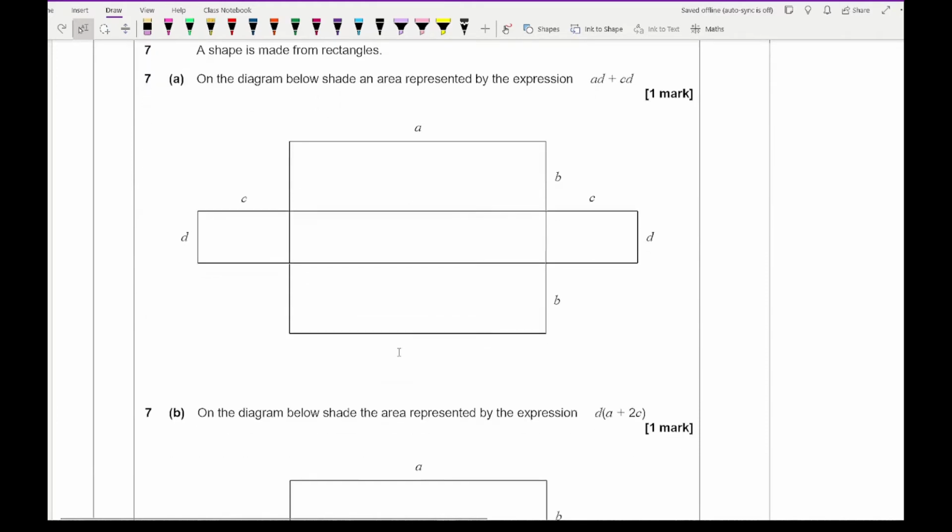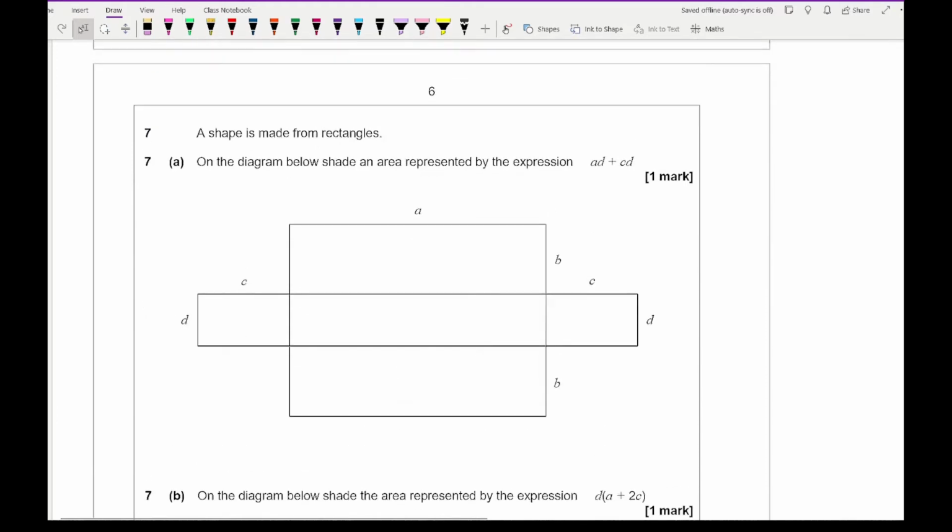For question 7 it says that a shape is made of rectangles. On the diagram below, shade an area that is represented by the expression of AD plus CD. Now there's a couple of options you could have here. So you could have this and this as one answer, or what you could have is this area here and this area here.